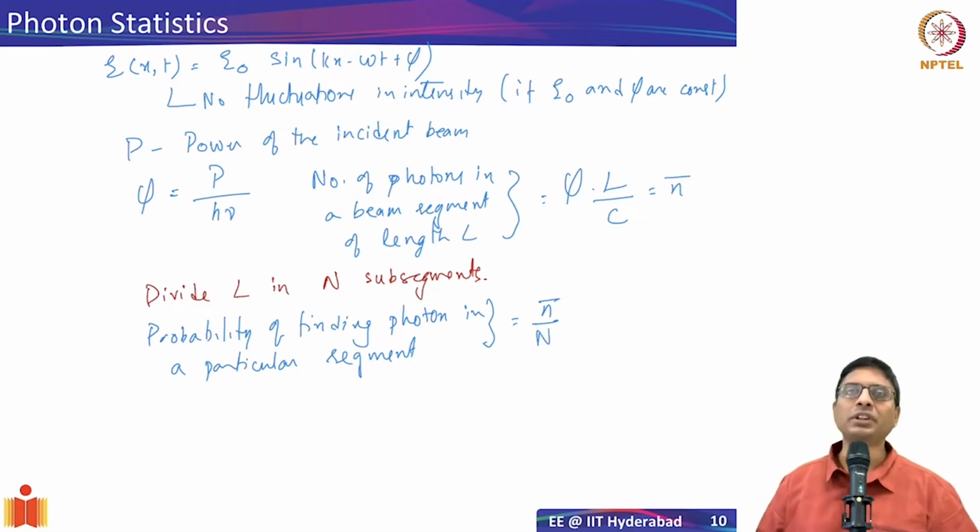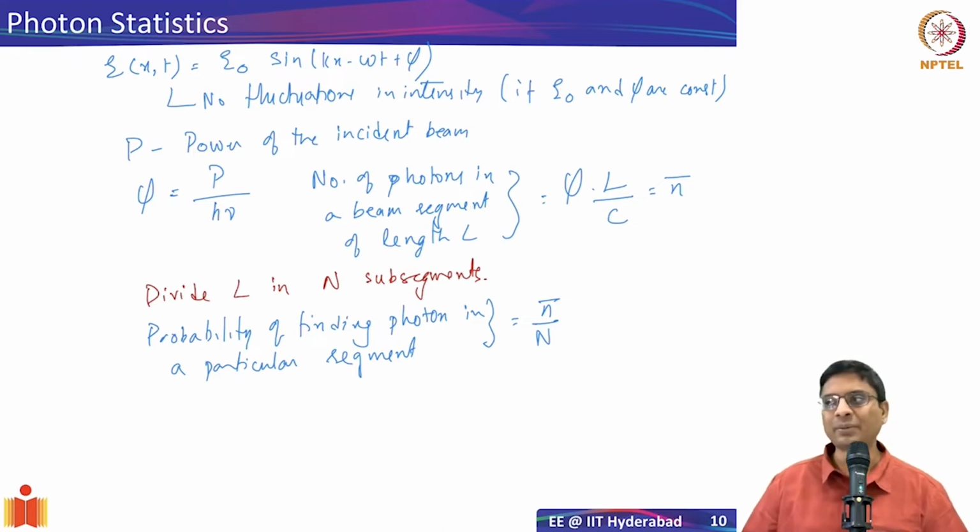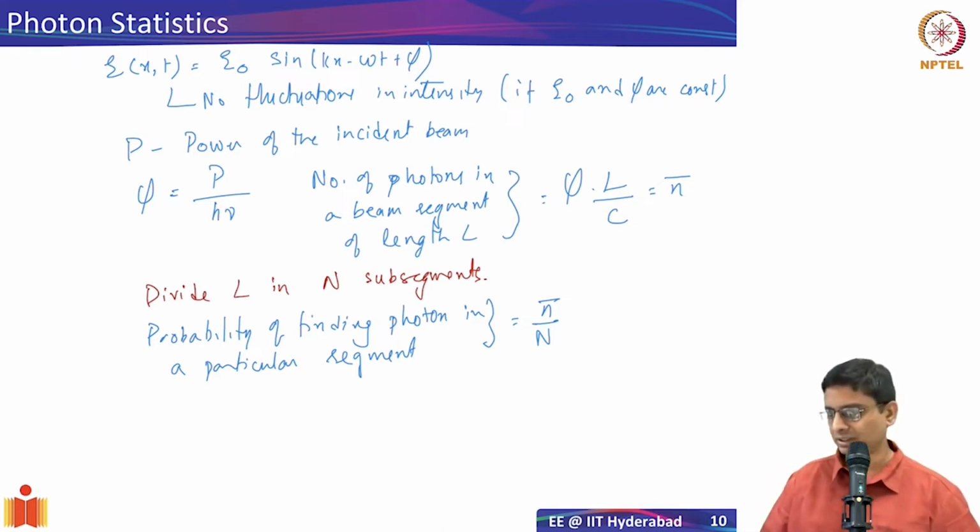That is the probability of finding it, because you cannot predict. It's an intrinsically random process. One photon has nothing to do with the next photon. So the probability is simply the average divided by n. That's the probability of finding a photon in a particular segment, and the length of the segment is going to be L by n.